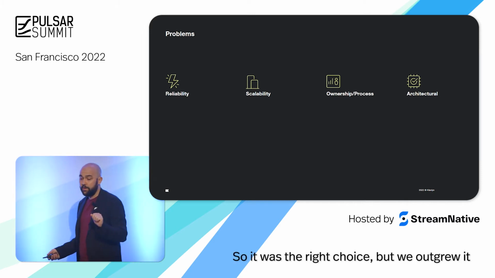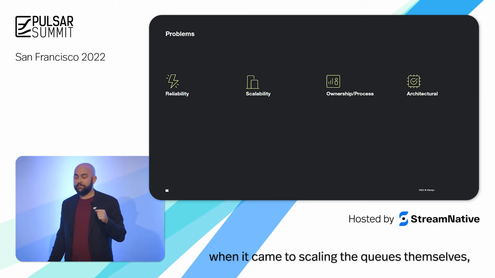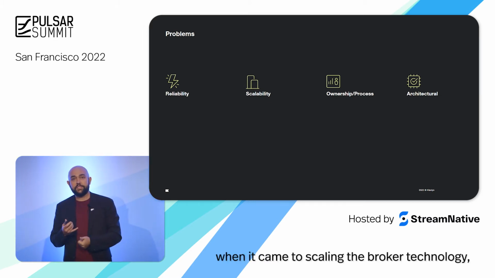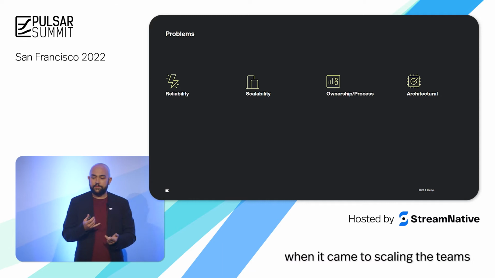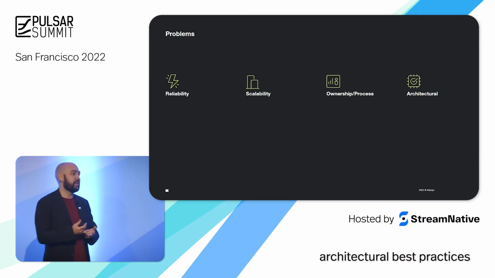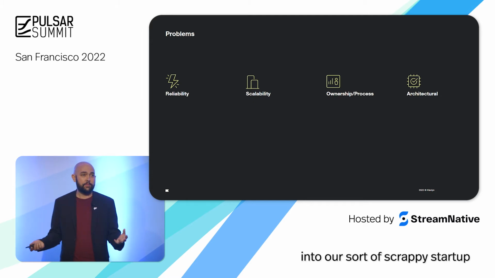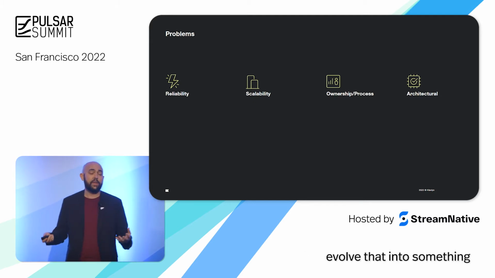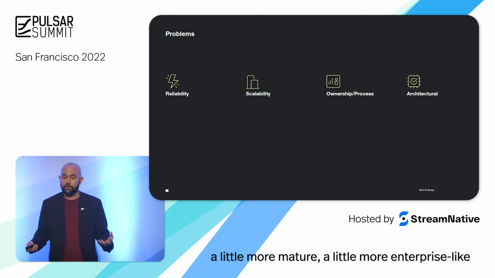But we outgrew it. And problems began to emerge when it came to scaling the queues themselves, when it came to scaling the broker technology, when it came to scaling the teams, and when it came to sort of bringing new architectural best practices into our sort of scrappy startup code base and trying to evolve that into something a little more mature, a little more enterprise-like.